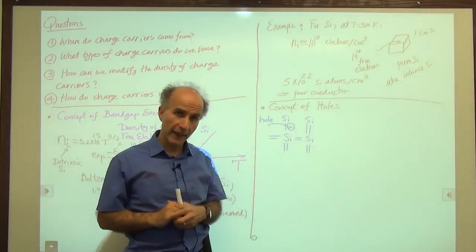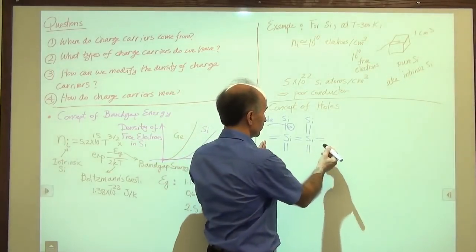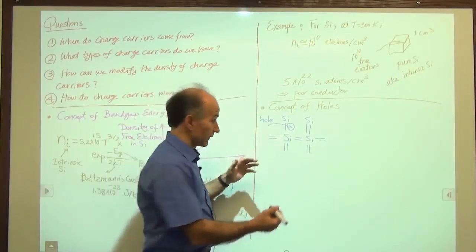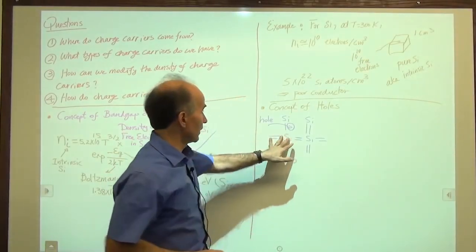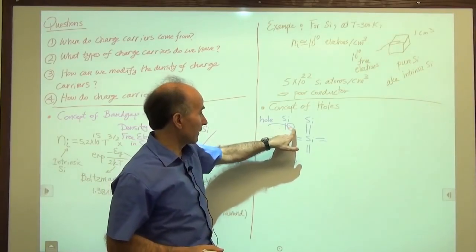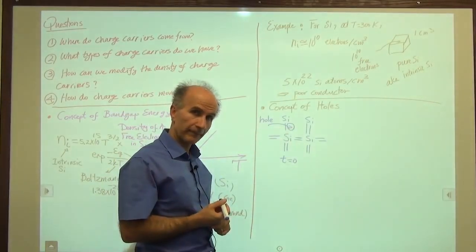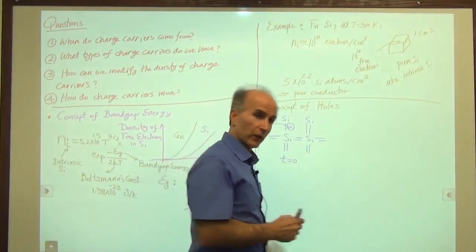Okay, but something interesting happens. So let's say that I have this piece of silicon, and I take a snapshot. I take a picture of it at time 0. And I see the situation. An electron has just come out of this, and a hole has appeared.